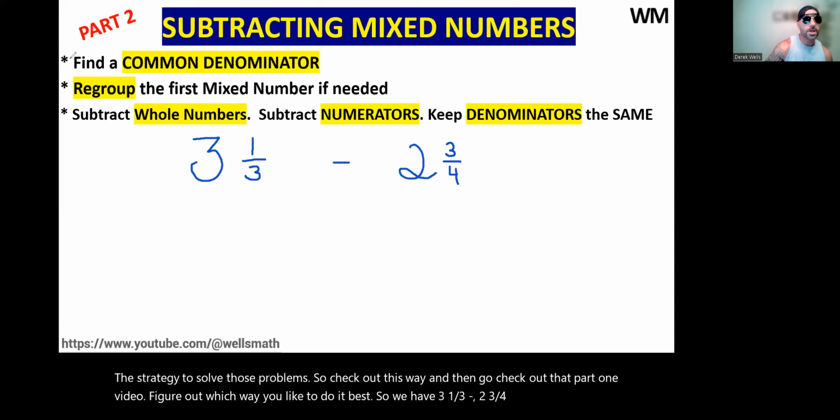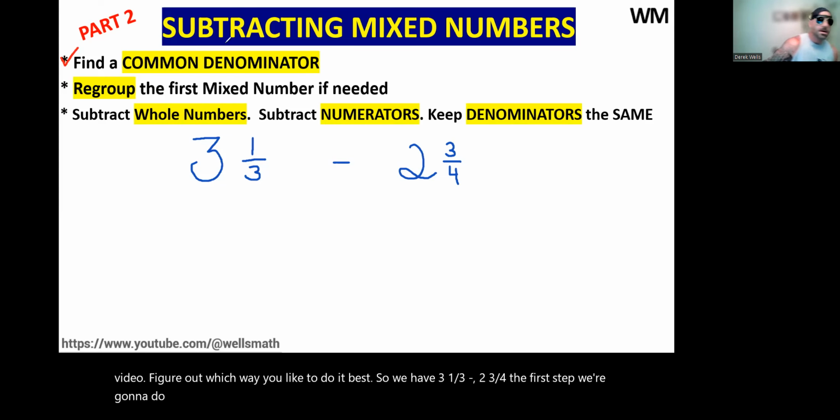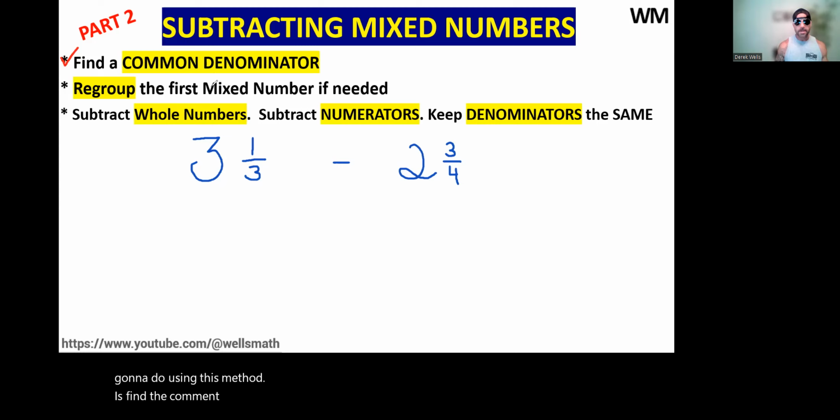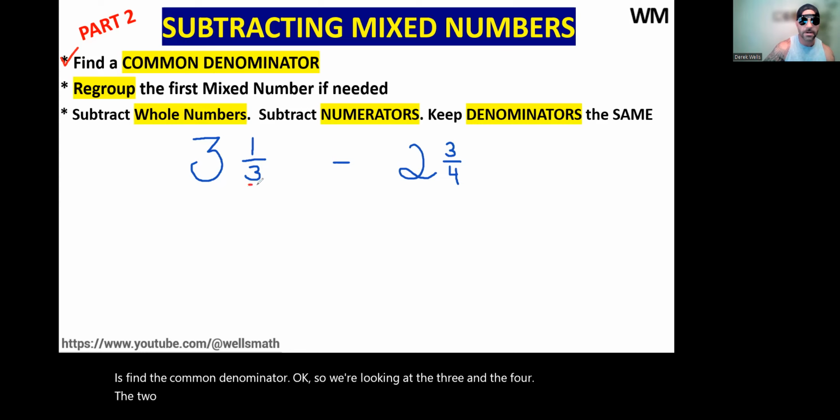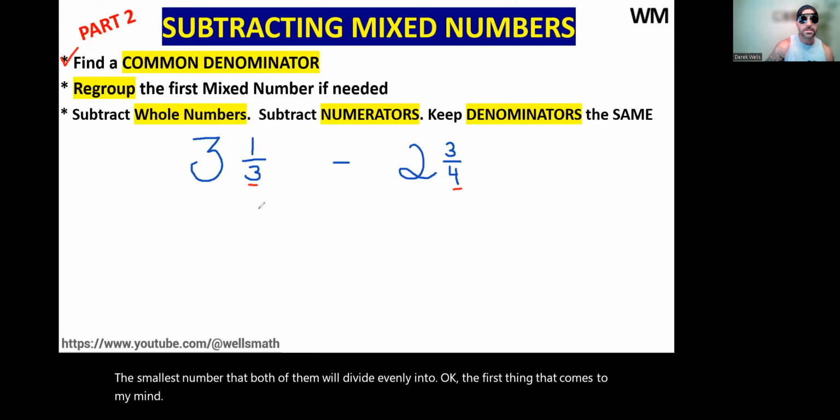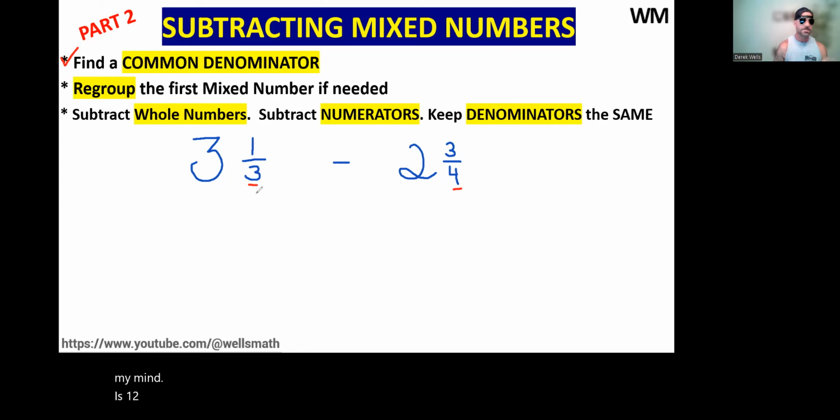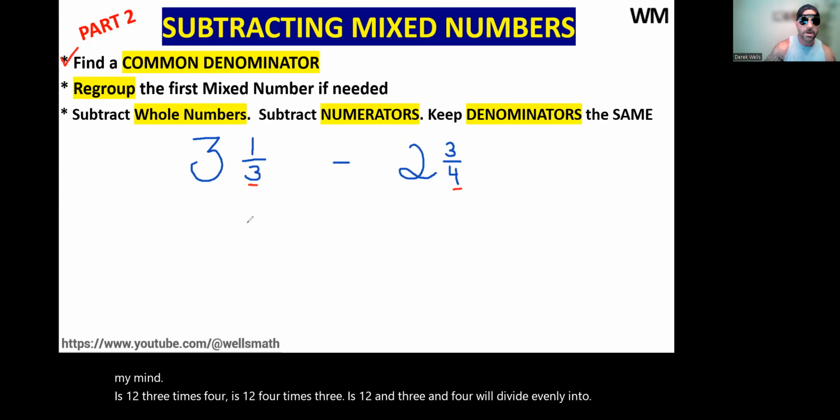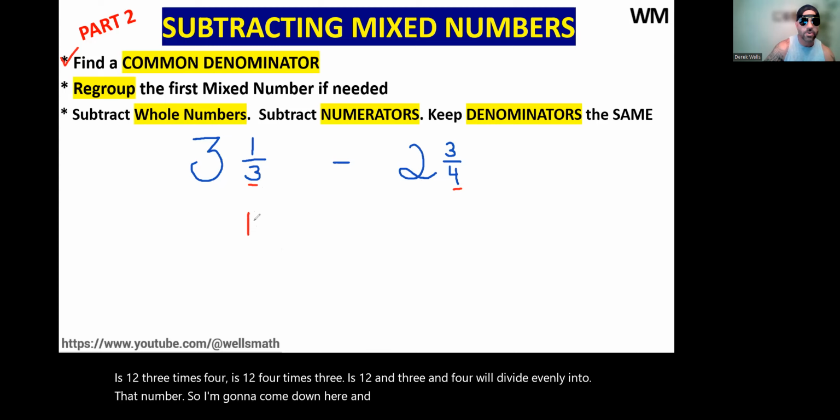The first step we're going to do using this method is find a common denominator. Okay, so we're looking at the 3 and the 4, the two denominators here, and we're thinking about the smallest number that both of them will divide evenly into. Okay, the first thing that comes to my mind is 12. 3 times 4 is 12. 4 times 3 is 12. And 3 and 4 will divide evenly into that number. So I'm going to come down here and I'm going to write my 12.